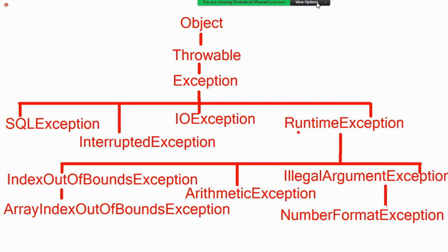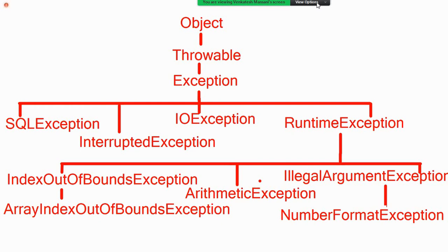Checked exception: what is the first point I gave? The exception classes that are derived from the java.lang.Exception class are called checked. That means all are derived from Exception only, no? But one more point I gave, the second point: checked exceptions do not include the RuntimeException class and its subclasses. So this class is not included, and this subclass is not included.